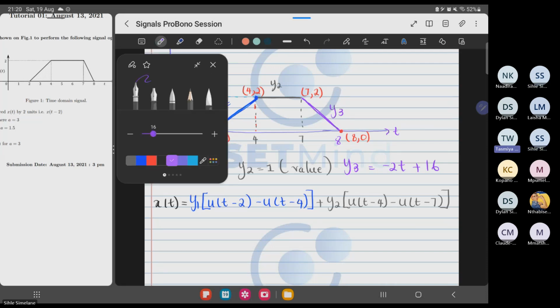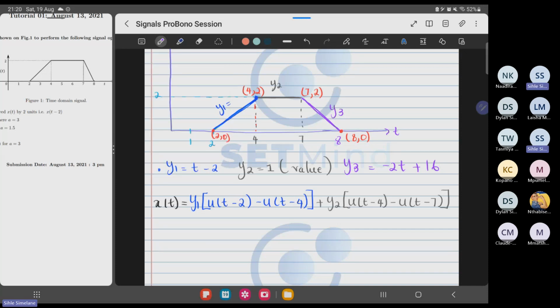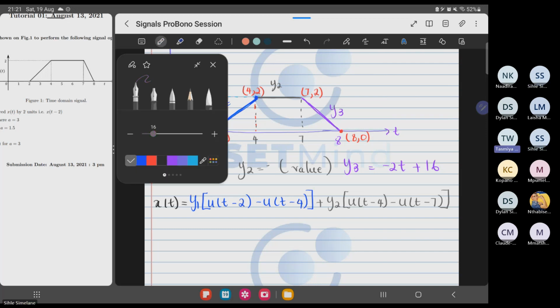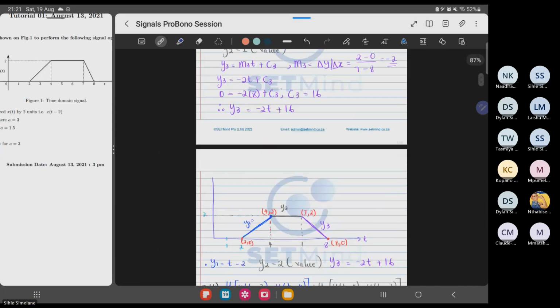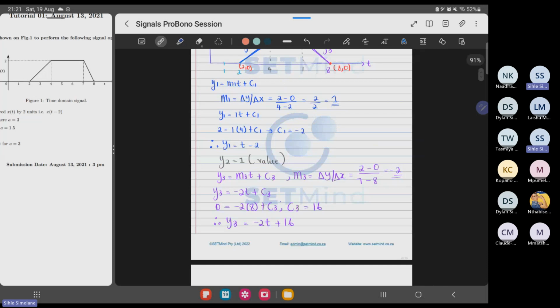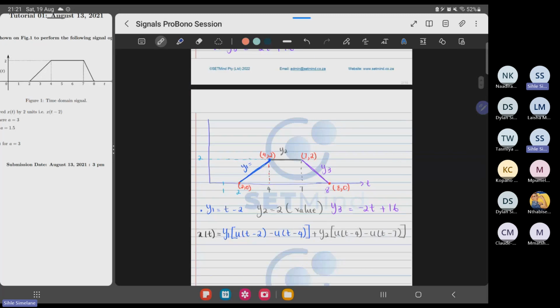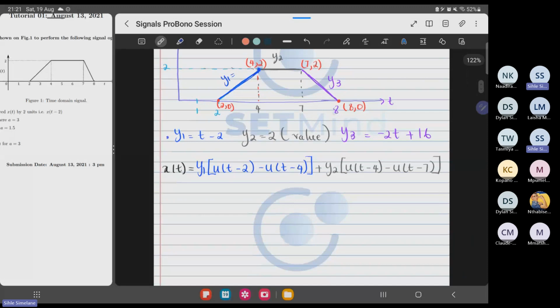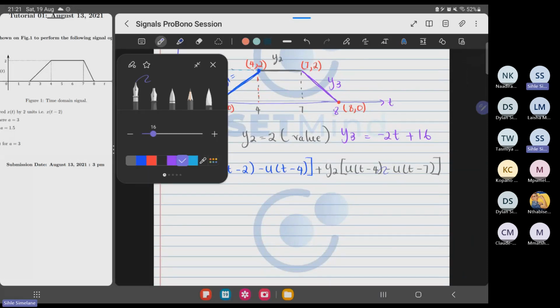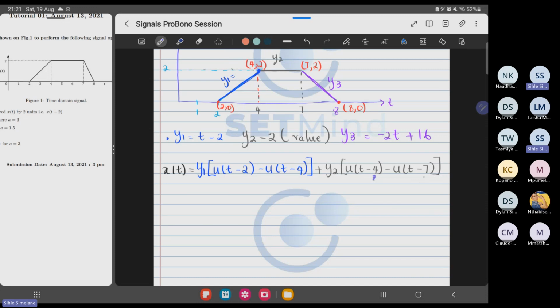How did you get 1 for y2? Y2 is supposed to be 2. Thank you. Look at the value of y2 here. It's supposed to be a 2. Let's quickly fix that. I love the unit step function a lot. It's supposed to be 2. It has a value which is 2. Thank you. So y2 has a value which is 2 between t is 4 and t is 7, as you can see here.